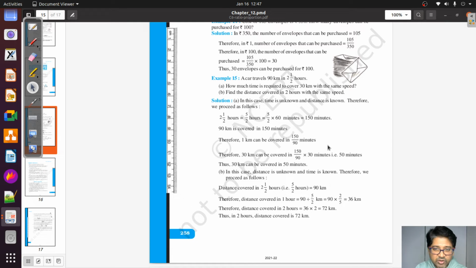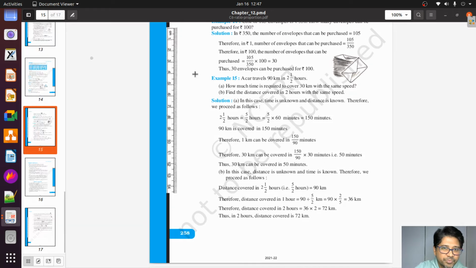Let's understand the question. It is question number 15 we are going to do. What did they say? A car. The car travels. Car moves on the road and they travel this distance. So how much does the car travel? 90 kilometers. The car travels 90 kilometers. So I wrote here 90 kilometers.